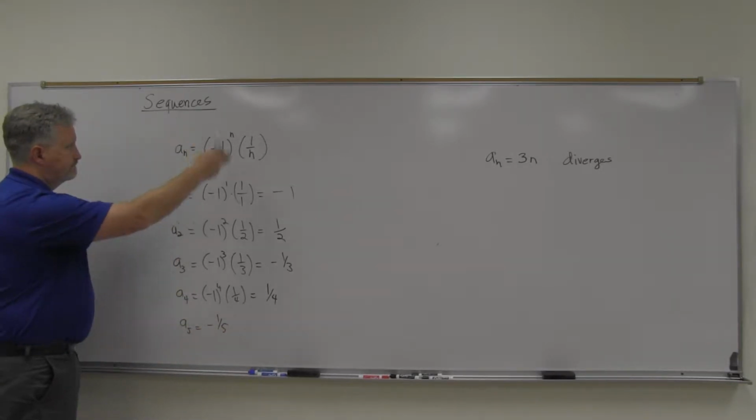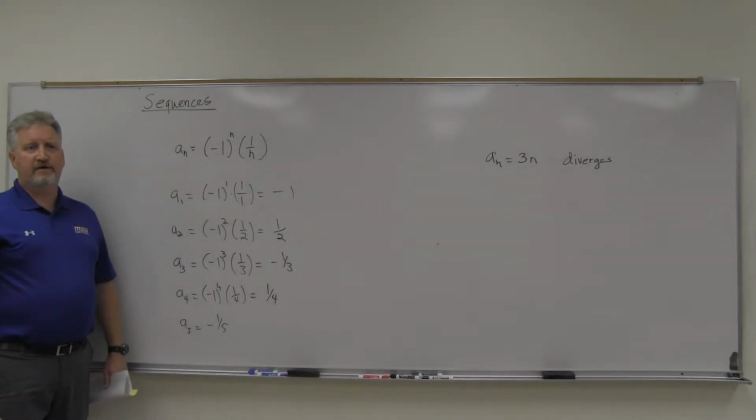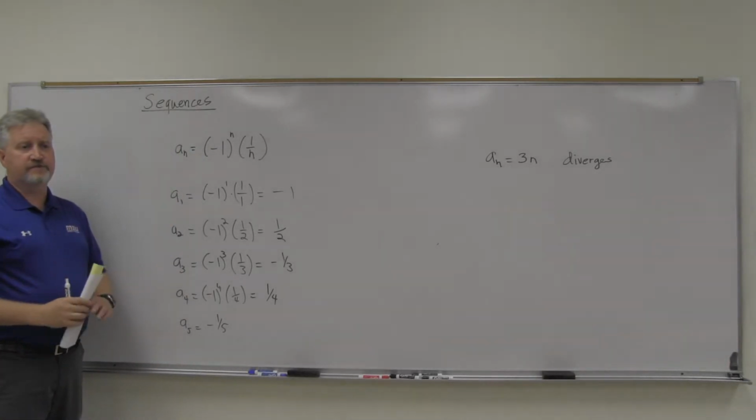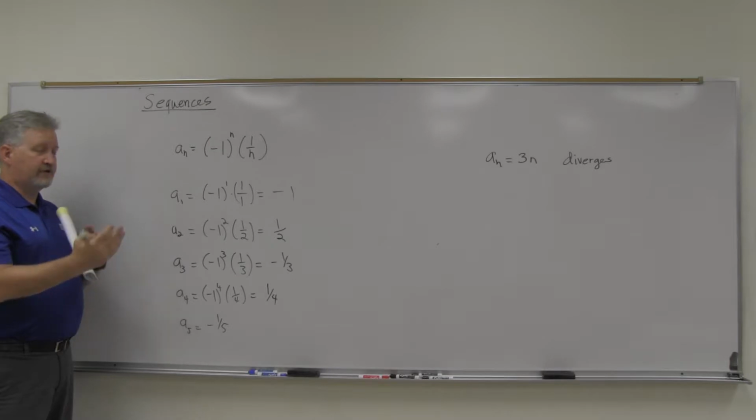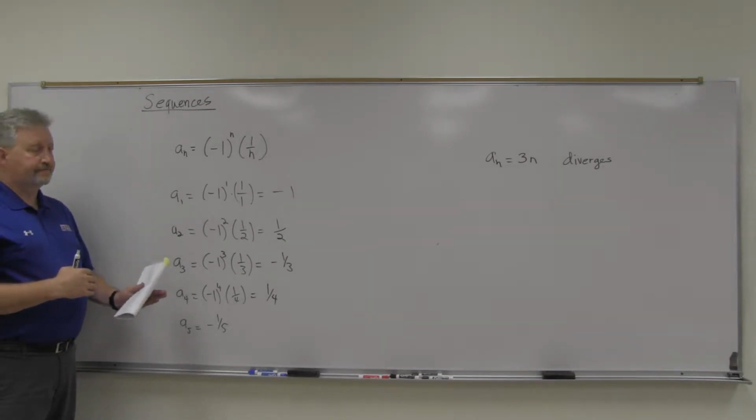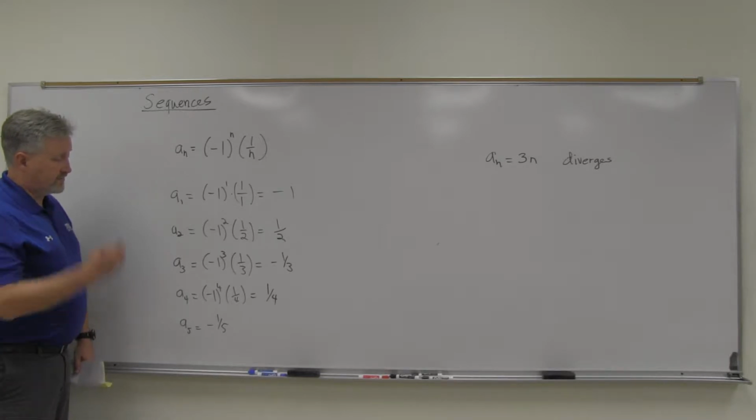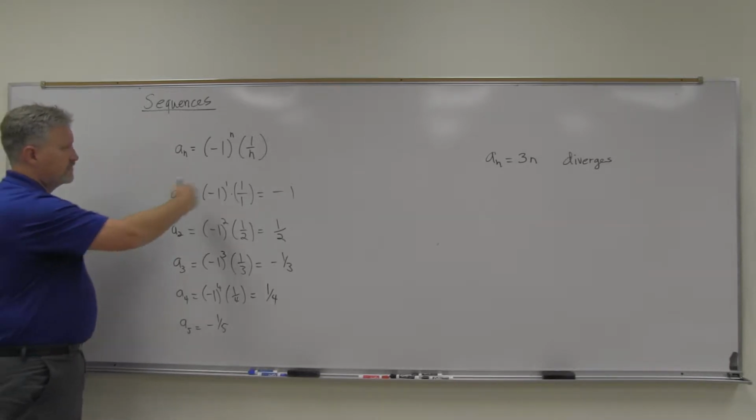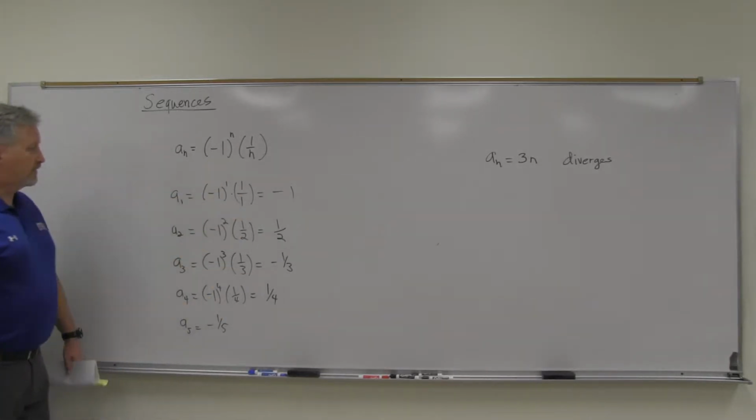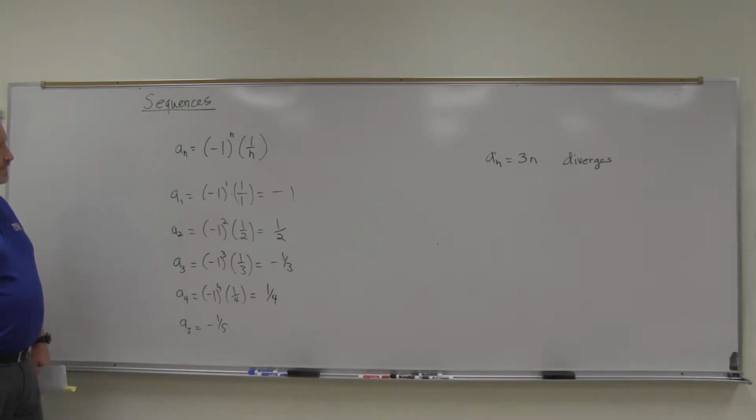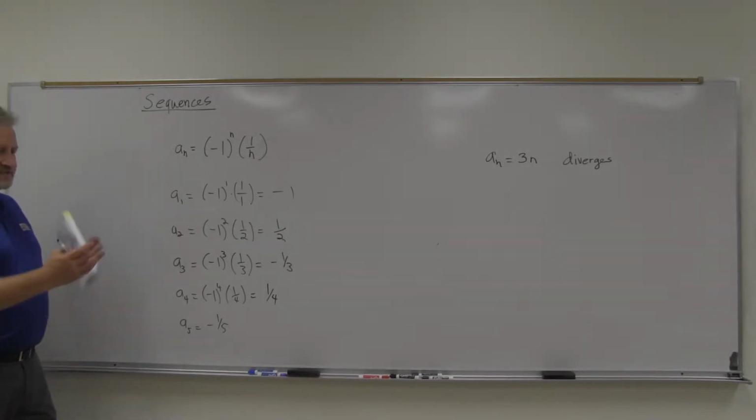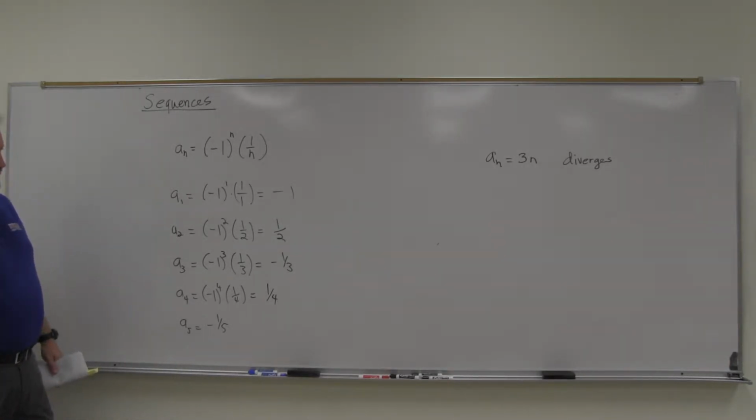What this negative 1 to the nth power does is it makes a sequence that has alternating signs. We go from negative to positive, negative, positive, negative. And so, yeah, we haven't dealt with any functions like that before, but now we do. We can have these sequences with alternating signs.